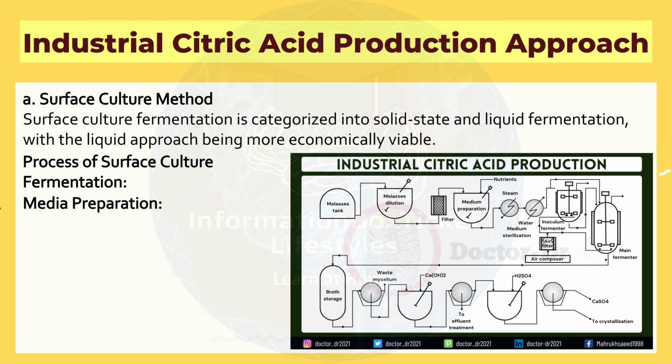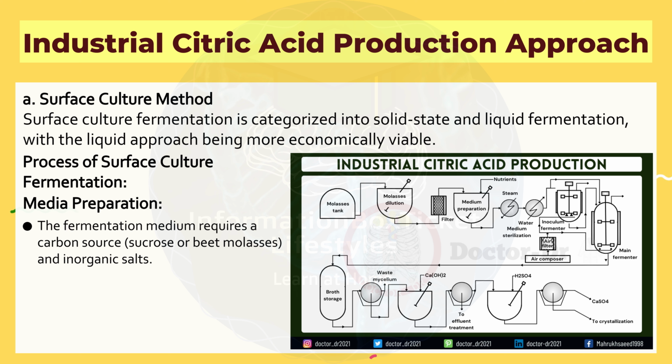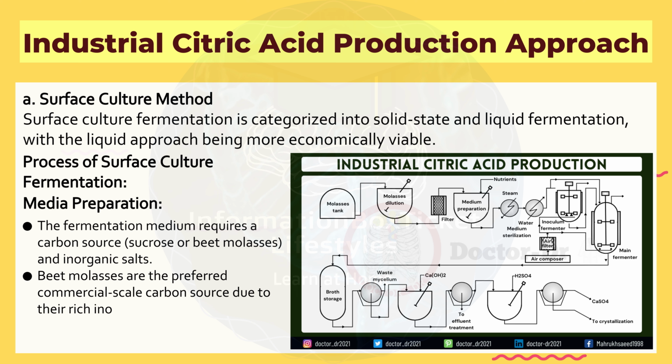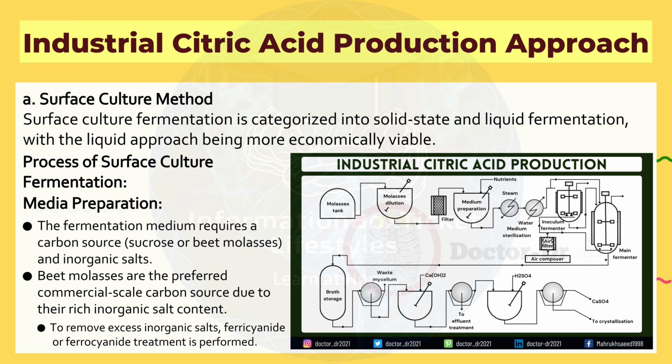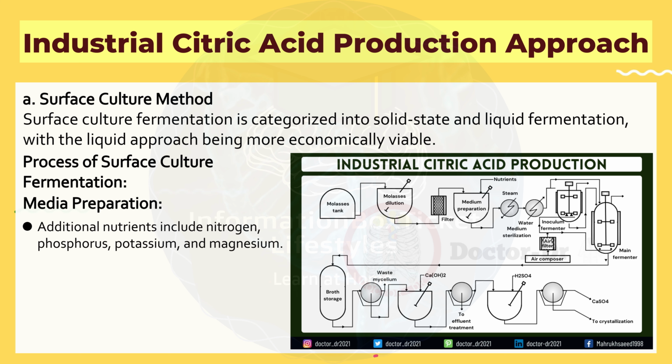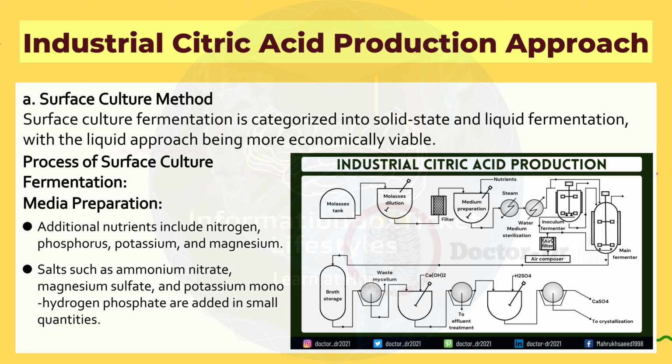Media preparation. The fermentation medium requires a carbon source, sucrose or beet molasses, and inorganic salts. Beet molasses are the preferred commercial-scale carbon source due to their rich inorganic salt content. To remove excess inorganic salts, ferrocyanide treatment is performed. Additional nutrients include nitrogen, phosphorus, potassium, and magnesium. Salts such as ammonium nitrate, magnesium sulfate, and potassium monohydrogen phosphate are added in small quantities.